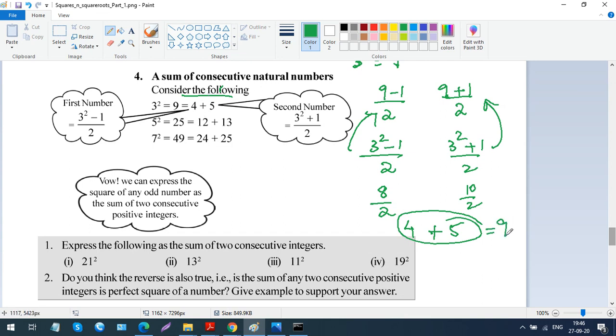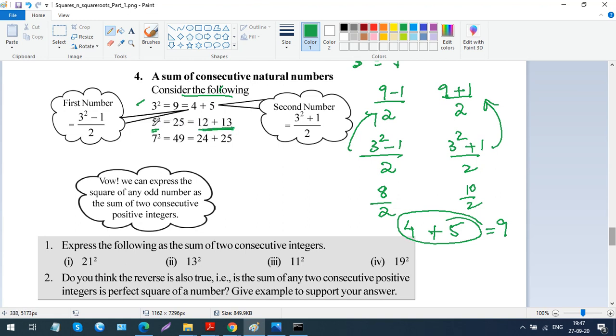So you can actually write any square of an odd number as a sum of two consecutive numbers. Actually, it should be a square of odd numbers, not an even number. Like 3 square, 5 square, 7 square, 9 square, you can write. You can't write it for others. Like here, for 5 square, if you want to write this as two numbers, how did I get this 12 plus 13?